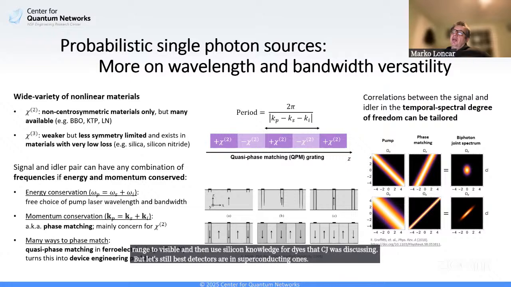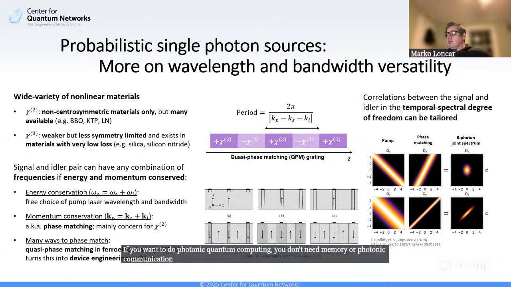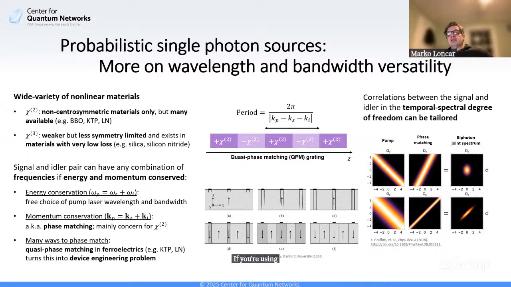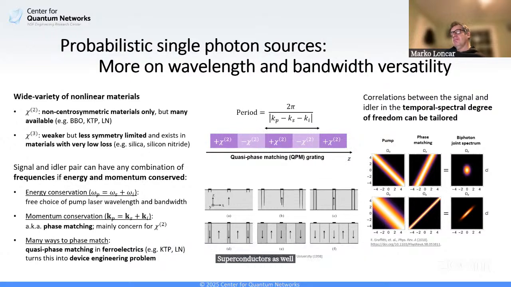If you want to do photonic quantum computing without memory, or photonic communication without memory, then that's true. You only need detectors at cryo. If you're using memories or qubits, like silicon vacancies, or if you're combining this with some transduction and using superconducting qubits, then those require superconductors as well. So that's kind of a system level architecture question, I guess.